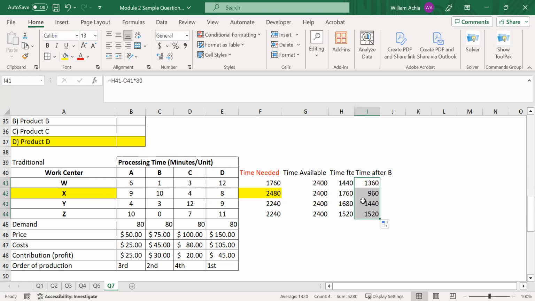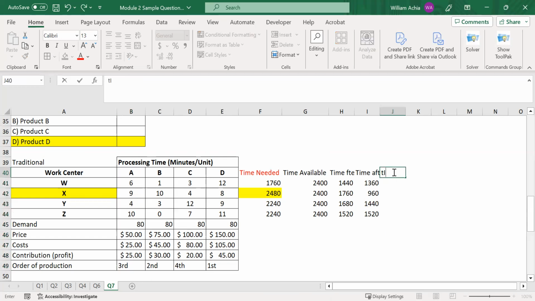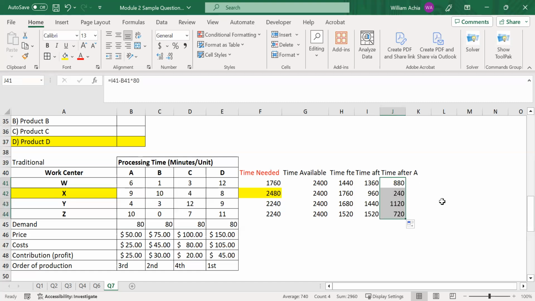Again, there's no negative value here, so I know we had more than enough time to make all 80 units of B. Okay, then I move on to my third priority, which is product A, and ask myself how much time will we have left over after making all of A. Now I start with 1360 minutes here and subtract the amount of time needed to make 80 units of A, which is 6 minutes multiplied by 80. And that brings me down to 880 minutes here.